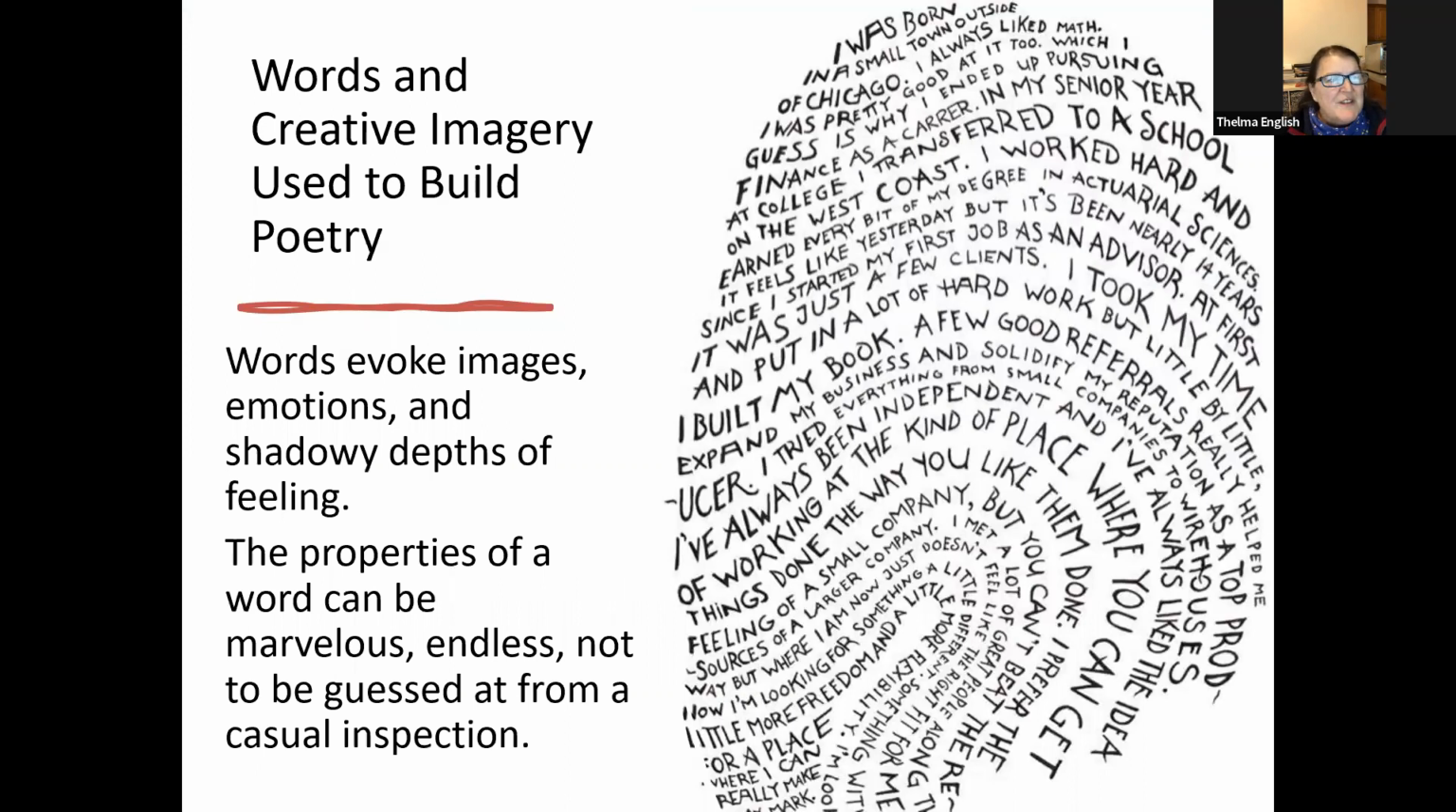Words evoke images, emotions, and shadowy depths of feeling. The properties of a word can be marvelous, endless, not to be guessed at from a casual inspection. And this is a fun way to write a poem, not a 14-line sonnet, but a more modern poem. This would fit very well, or even some type of a personal paper where you were sharing something very personal about yourself, or this would make beautiful artwork for the front of a card where you tell your own personal little story in the shape of a thumbprint.